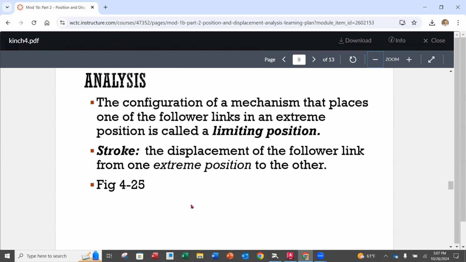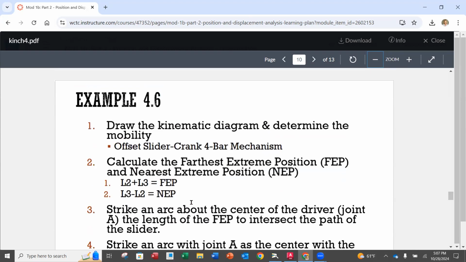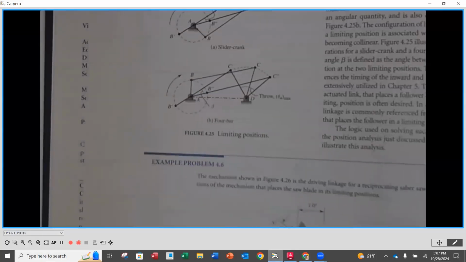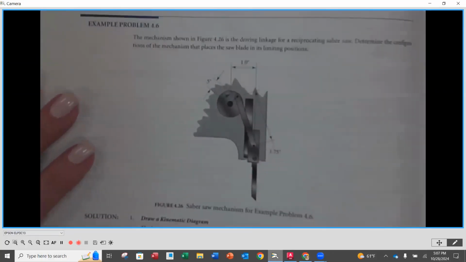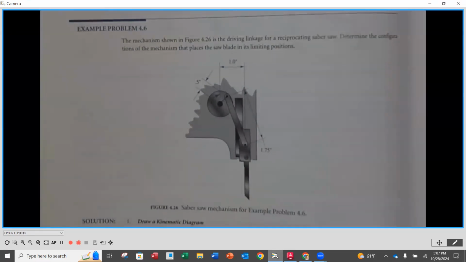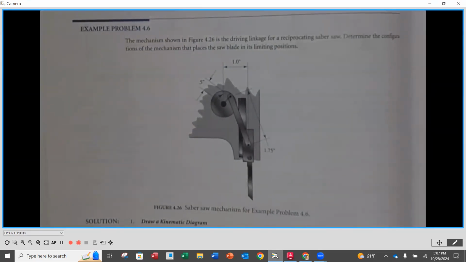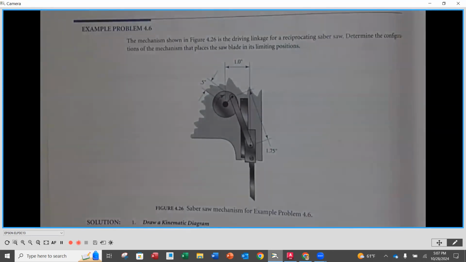So our first example is going to be example 4.6. This is found on page 88. So if we go into our book and we scooch down here a little bit, here's 4.6. I'm expecting everybody to be following along, if you don't mind. All right. So we're on page 88 in our book. This is a mechanism for a reciprocating saber saw. We want to determine the configuration that sets the blade in its limiting position.